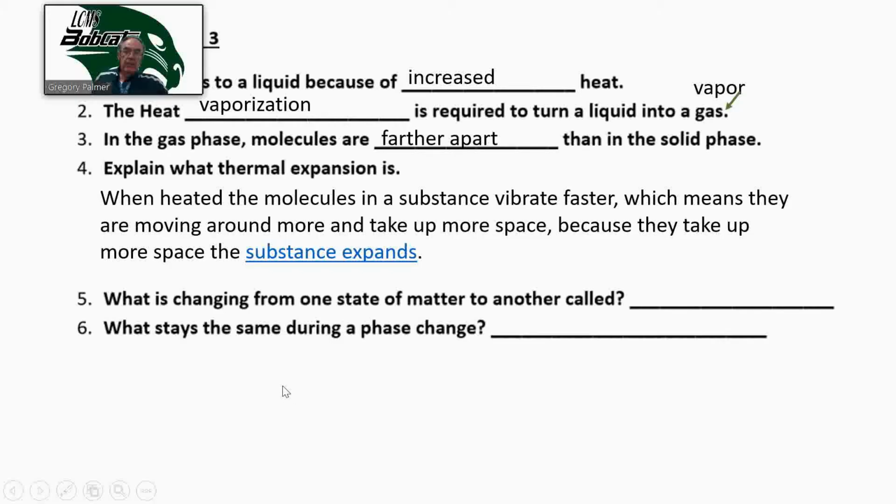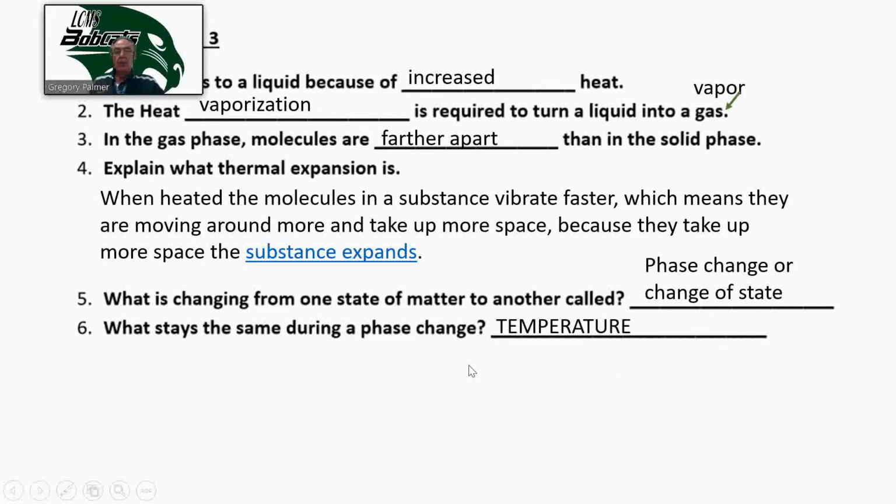What is changing from one state of matter to another called? It is called a phase change or a change of state, which is what this unit has been on. Sometimes you'll hear both of those used. Sometimes they'll say this is a phase change, or sometimes they'll say it's a change of state. So it's going from the solid state to the liquid state, or from solid phase to liquid phase.